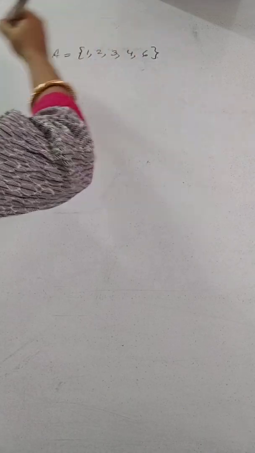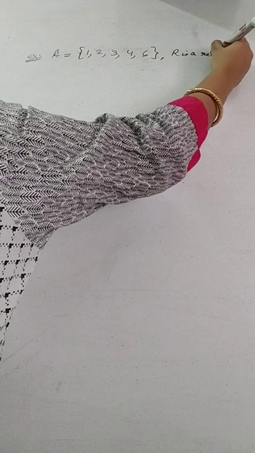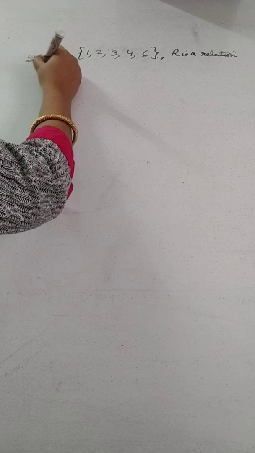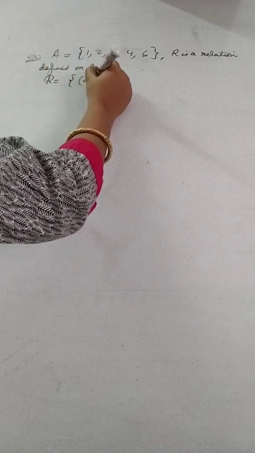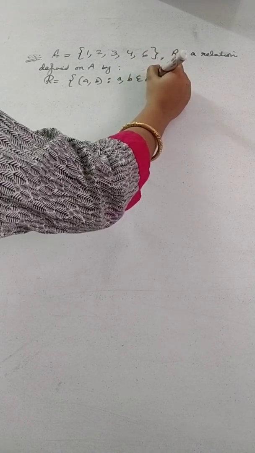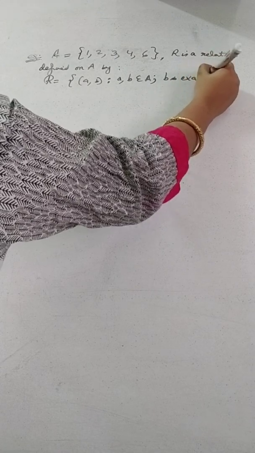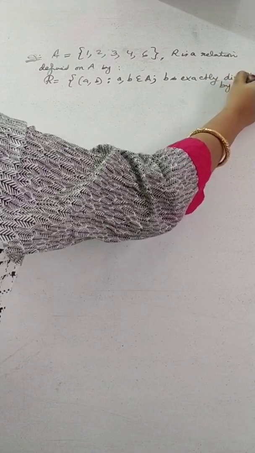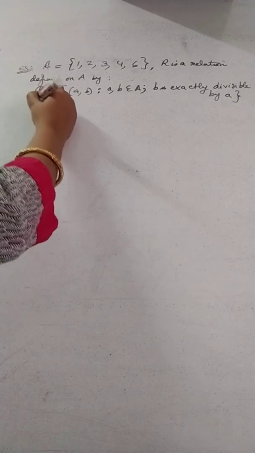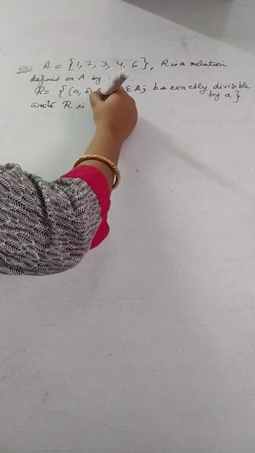Example, what do we say? A is the set {1, 2, 3, 4, 6}, and R is a relation defined on A by R = {(a, b) : a, b belong to A and b is exactly divisible by a}. Write the relation R in roster form.